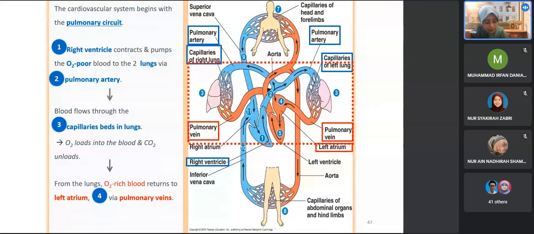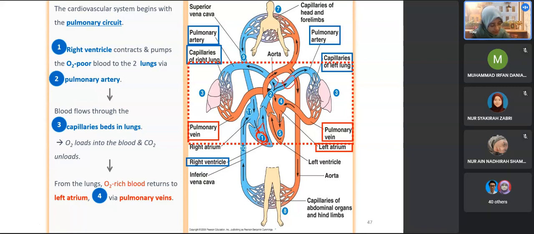Okay, so the cardiovascular system begins with the pulmonary circuit. Pulmonary circuit is from the heart to the lungs. Okay, heart to the lung. So tadi kita kena start dengan the right side of the heart dulu. Okay, so the right side, we are going to start with the right ventricle here. Okay, the right ventricle will contract and pump oxygen poor blood to the two lungs, through the pulmonary artery.